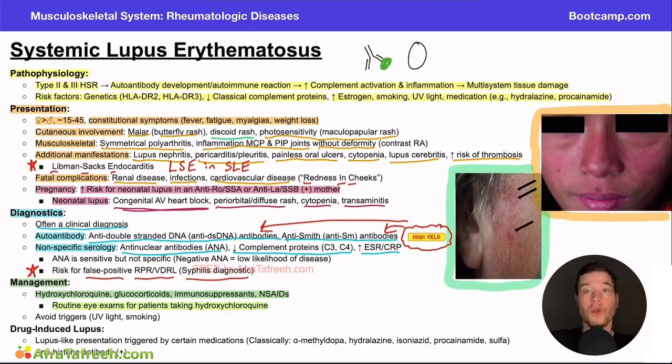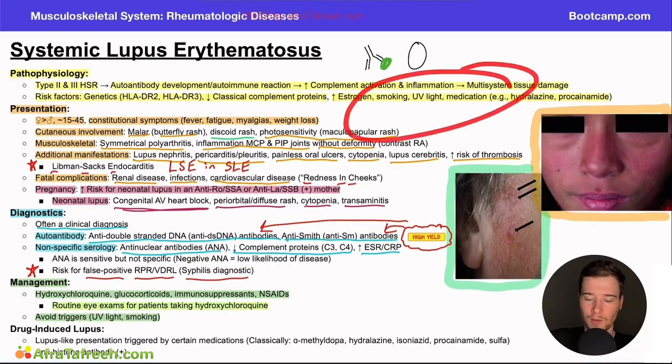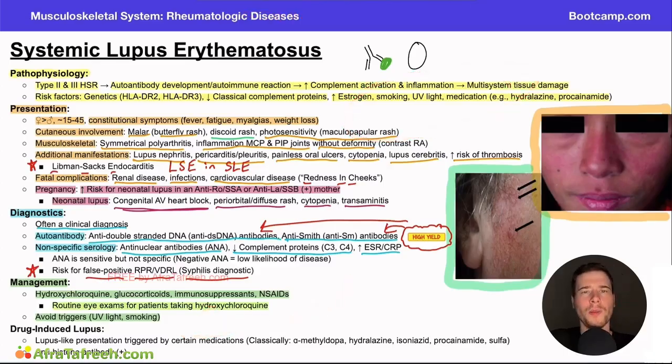It's also important to avoid things that would trigger the symptoms or make things worse. These include things like UV light and smoking, right? We previously talked about how these are risk factors. They increase the likelihood of this condition occurring. So again, you want to avoid those things that can trigger a flare and make things worse.